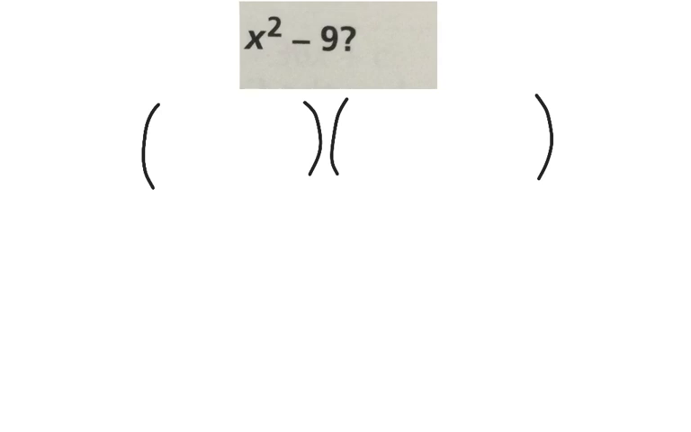the square root of the first term. So what's the square root of x squared? X, because x times itself. So in the front of my parentheses, I'm going to have an x and an x. Take the square root of the last term. What's the square root of 9? 3. So it's going to be 3 and 3. We have to alternate the signs. One positive, one negative.